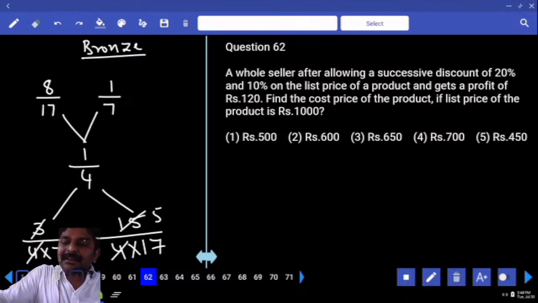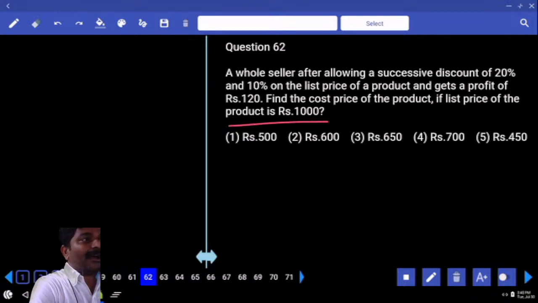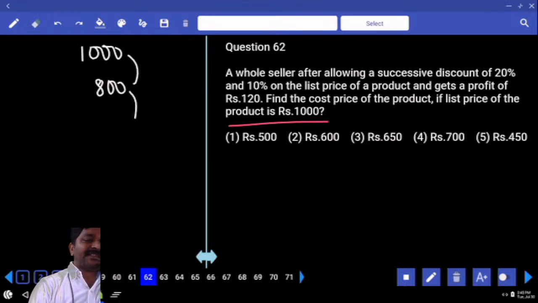A wholesaler, after allowing successive discounts of 20% and 10% on the list price of the product, gets a profit of 120. Find the cost price of the product, if the list price of the product is 1000. List price or market price, one and the same, which was mentioned as 1000. First discount was 20%. 200 subtracted. Then how much does it become? Again a 10% discount is given, which is 80. Then it becomes 720.